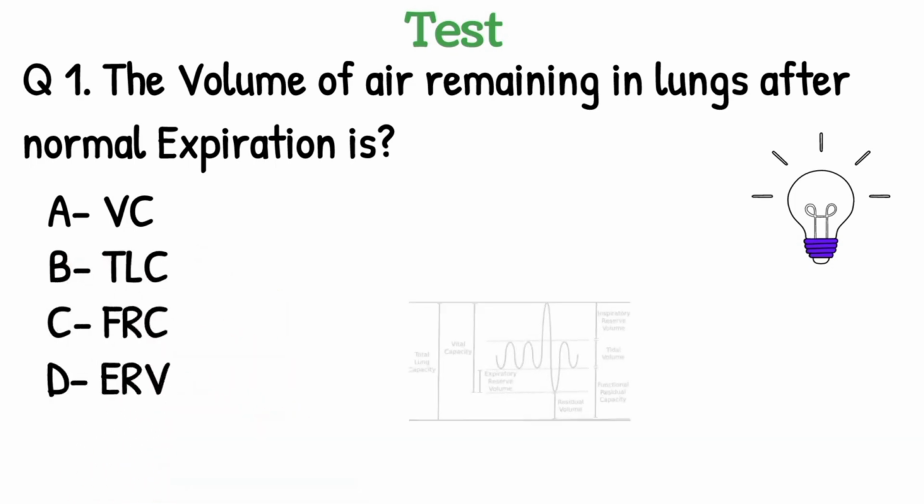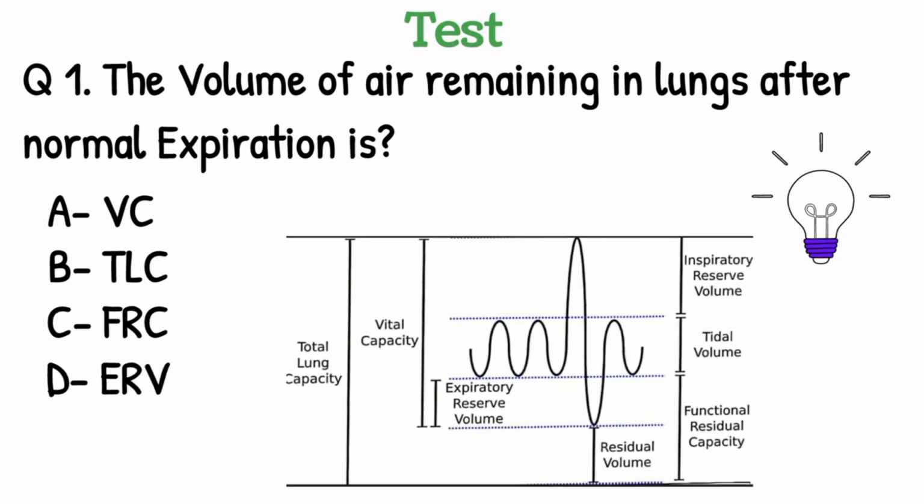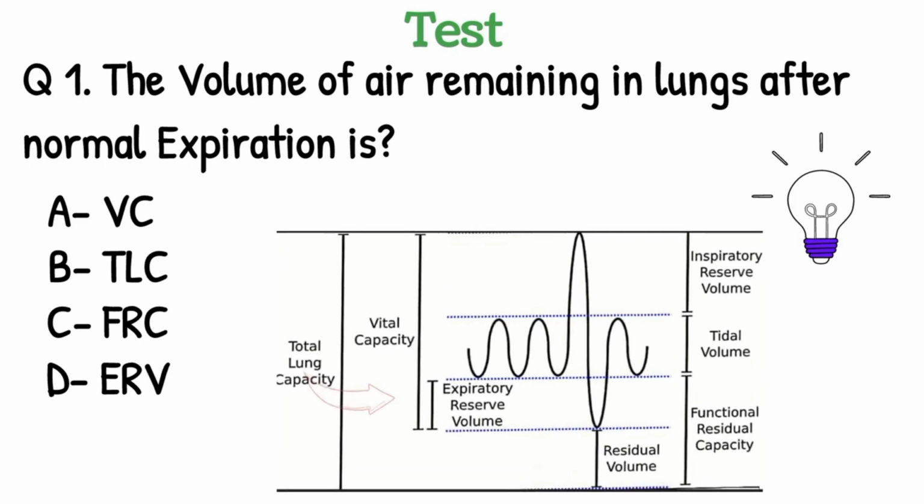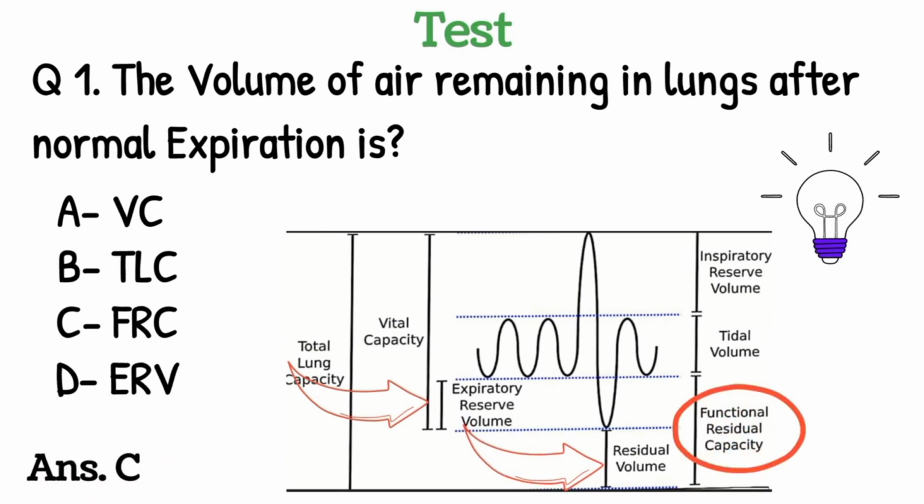Let's take help from this graph. After normal expiration, the volume of air in lungs is a combination of expiratory reserve volume and residual volume. This is functional residual capacity. So, the correct answer is option C, functional residual capacity.